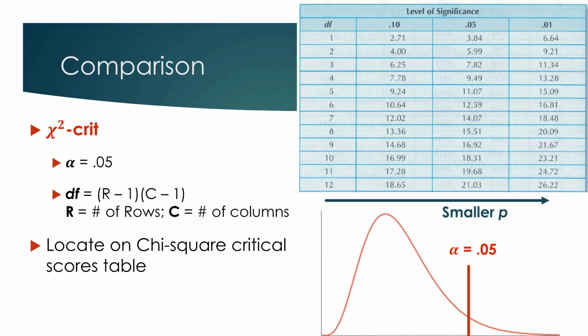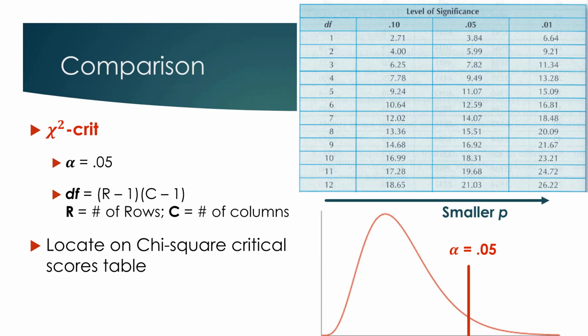So you find your DF row, your level of significance column, and you find where they intersect, and that is your critical score. So how do you find the critical score for a test of independence? As you can see in the little equation that I put there for you, DF equals the number of rows minus 1 times the number of columns minus 1.